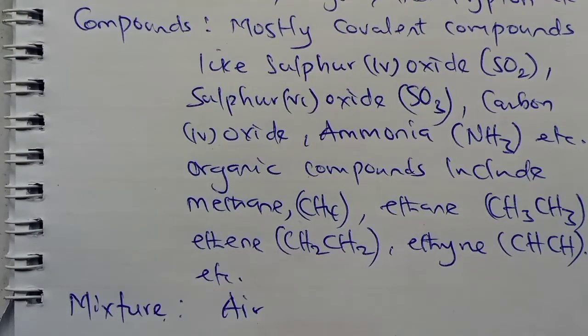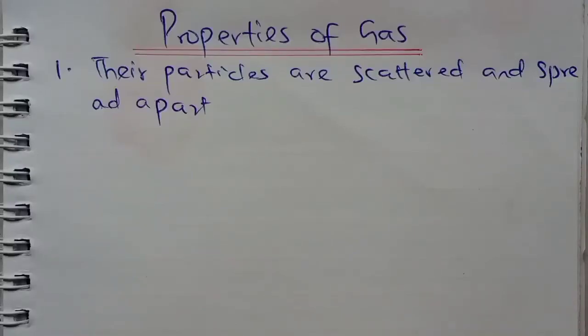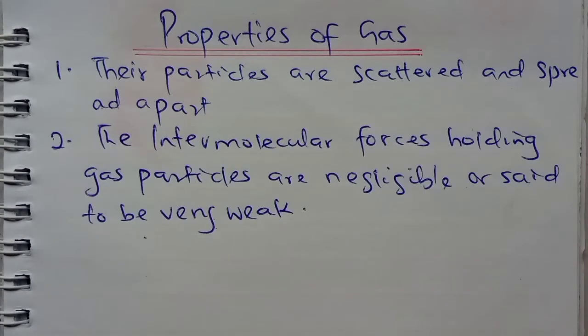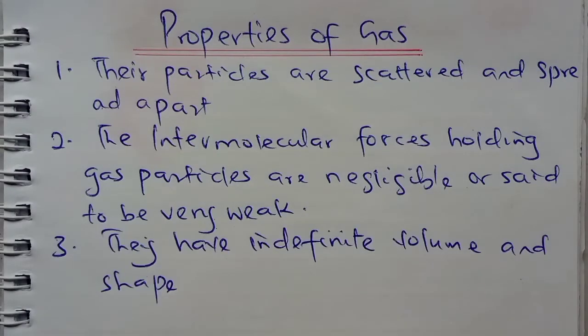For a mixture, I will use air. Air is an example of a mixture that exists as a gas. Let's look at the properties of gas. One, the particles are scattered and spread apart. Two, the intermolecular forces holding gas particles are negligible, or we can even say the forces are very weak. Three, they have indefinite volume and indefinite shape.